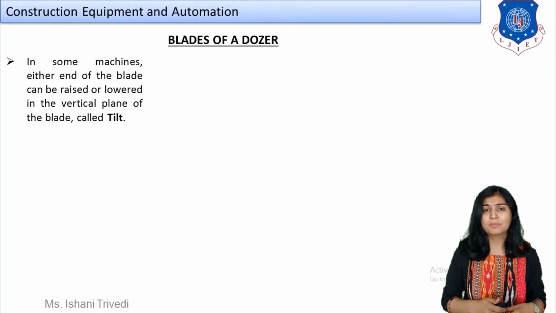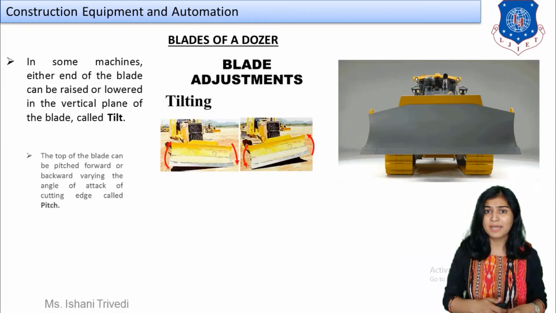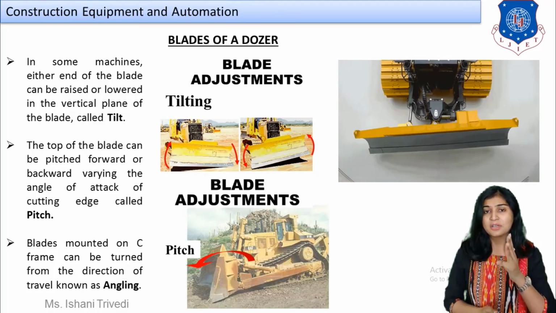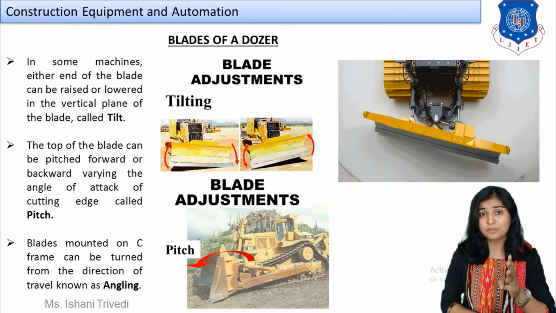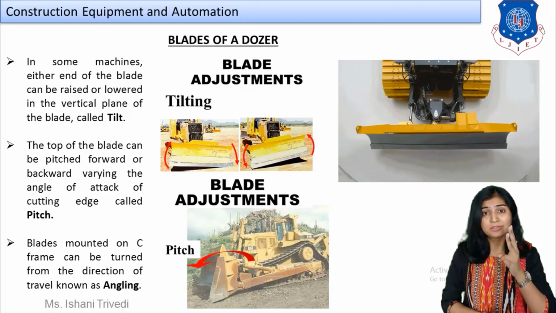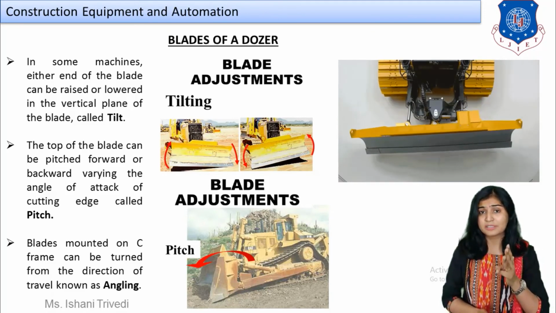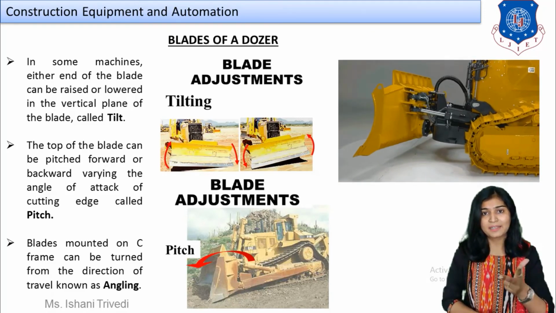Now let us talk about the blades of a dozer. So please mark, students, we are going to have to remember 3 terms related to a dozer blade, right? We are talking about the blade over here. We are going to remember 3 terms related to the blade, and this is also a university question. It is important. We have tilt, we have pitch, and we have angling.